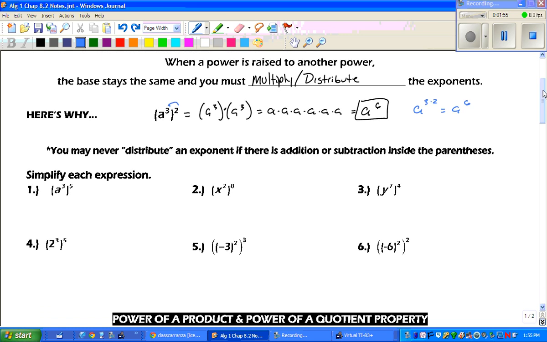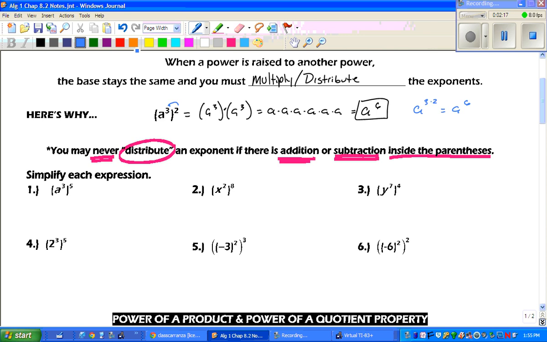So, key thing, here's something that we have to remember. You may never distribute an exponent if there's an addition or subtraction inside the parentheses. Never, ever, ever.